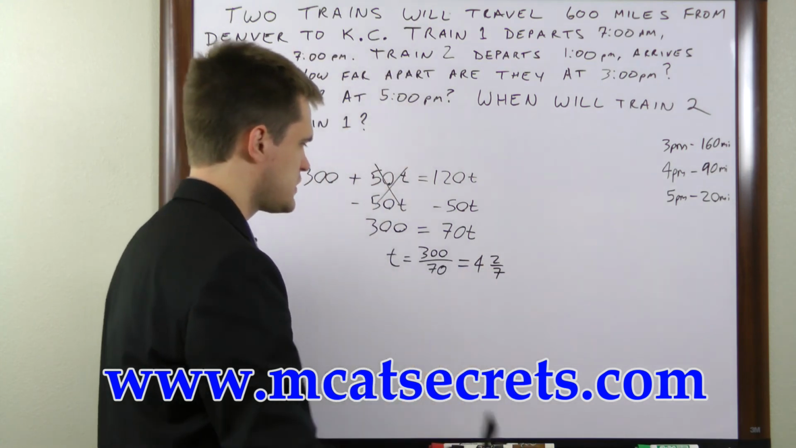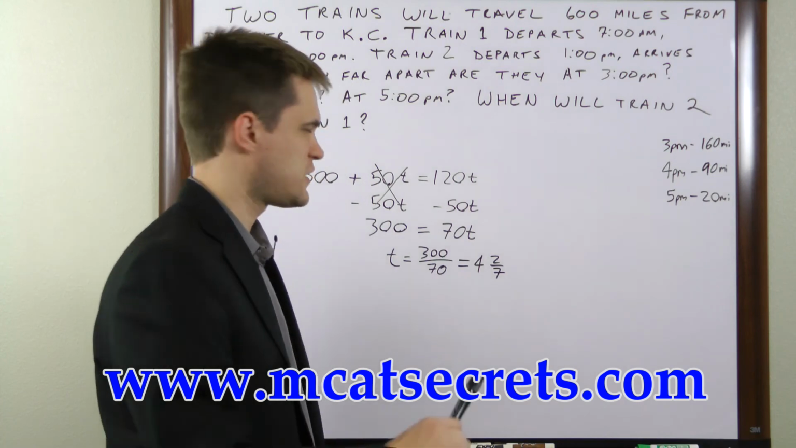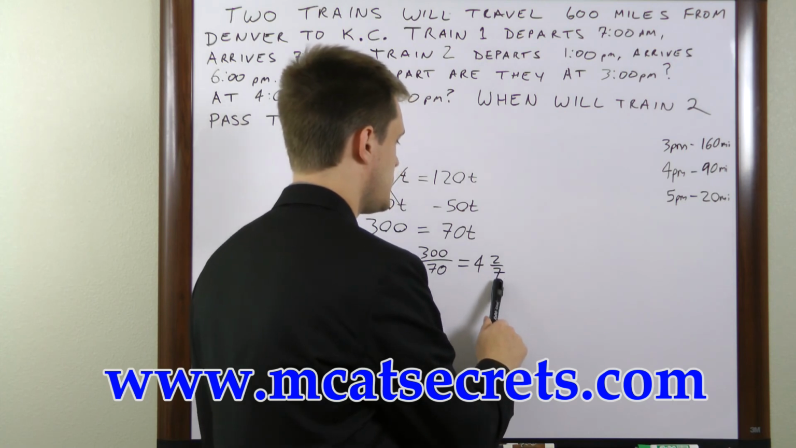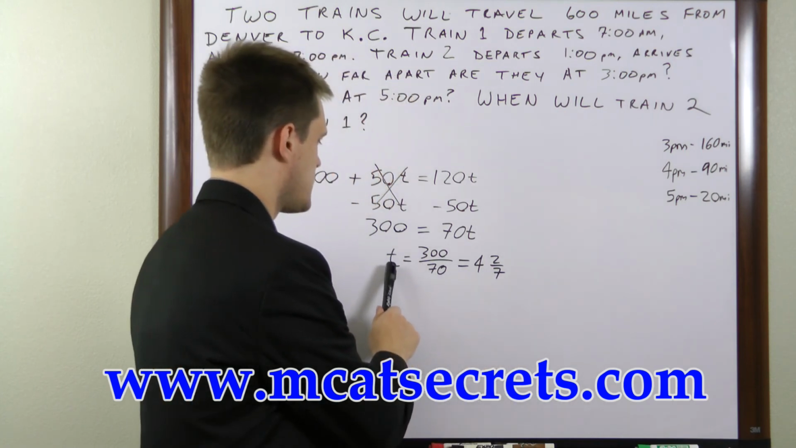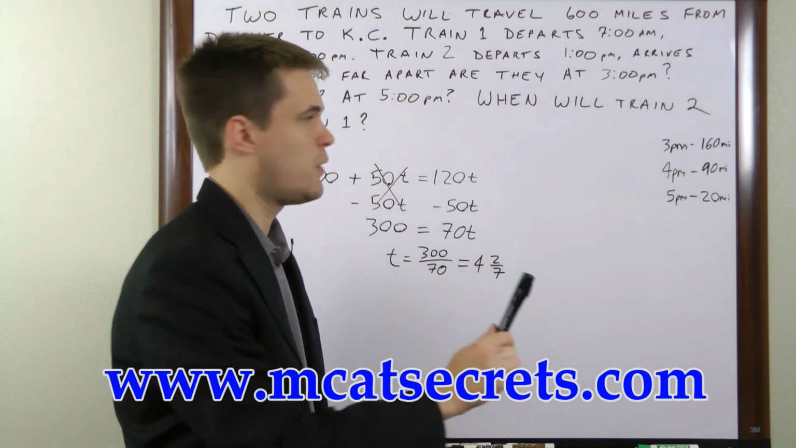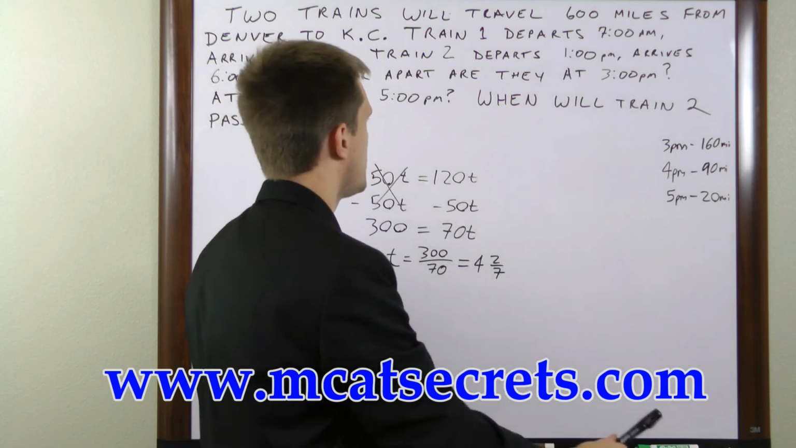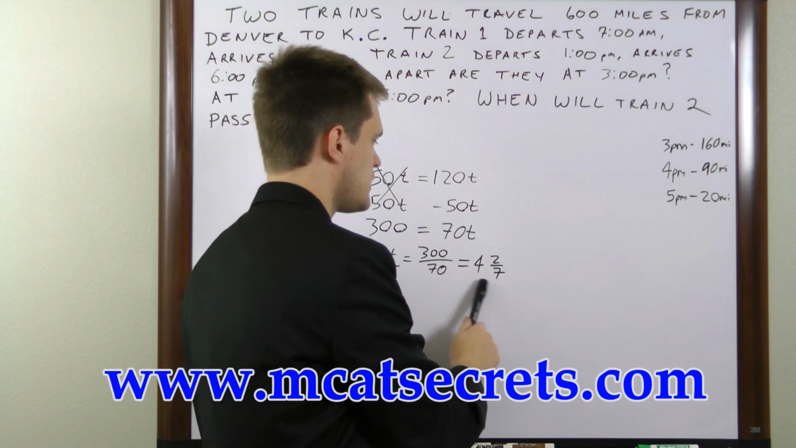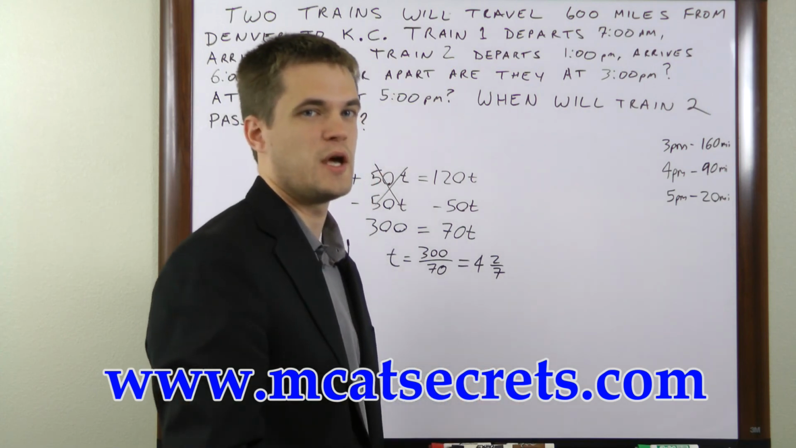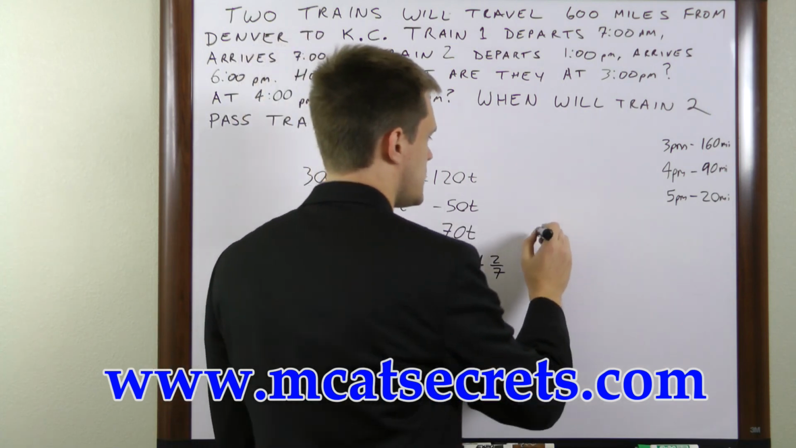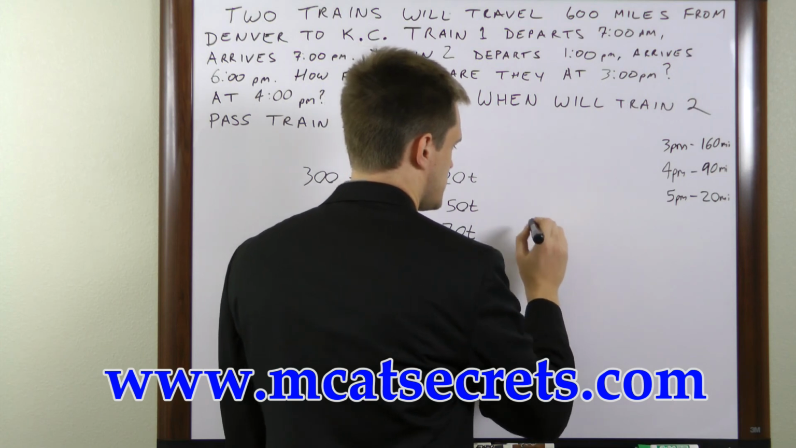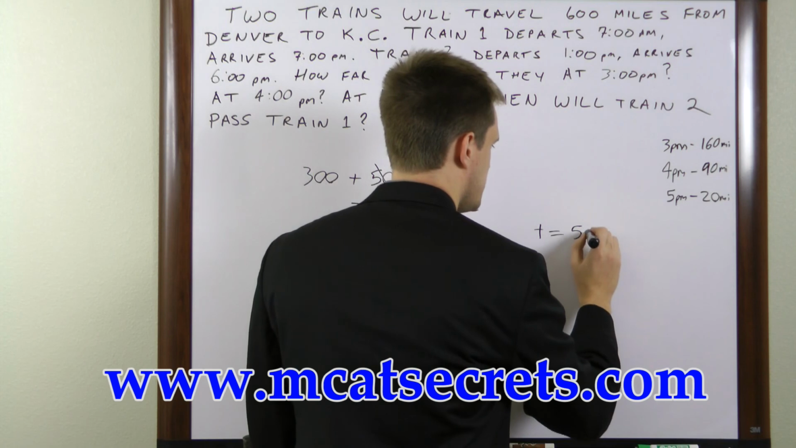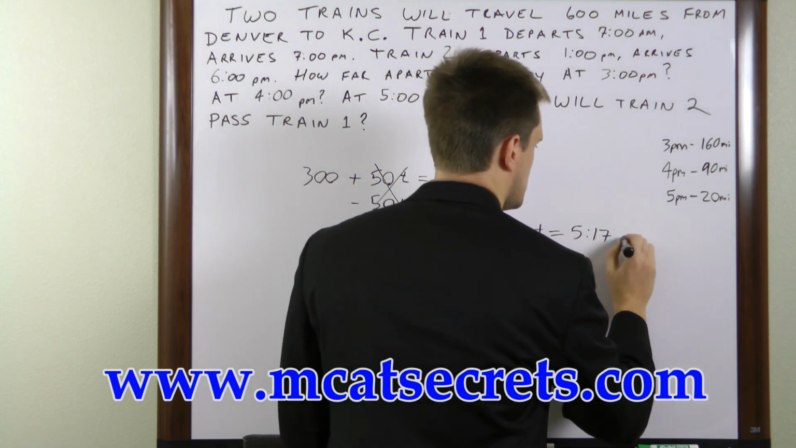Now 2/7 of an hour is about 17 minutes. So this is about 4 hours and 17 minutes. Now remember, we said that time t starts at 1 p.m. So to find the time when train 2 passes train 1, we need to add this much time to 1 p.m. So the time when train 2 and train 1 are in the same spot is going to be 5:17 p.m.